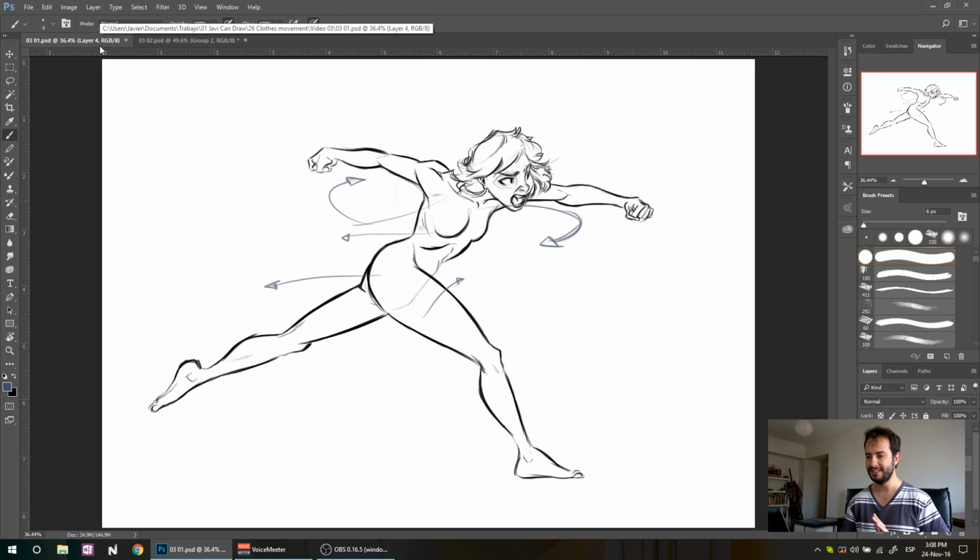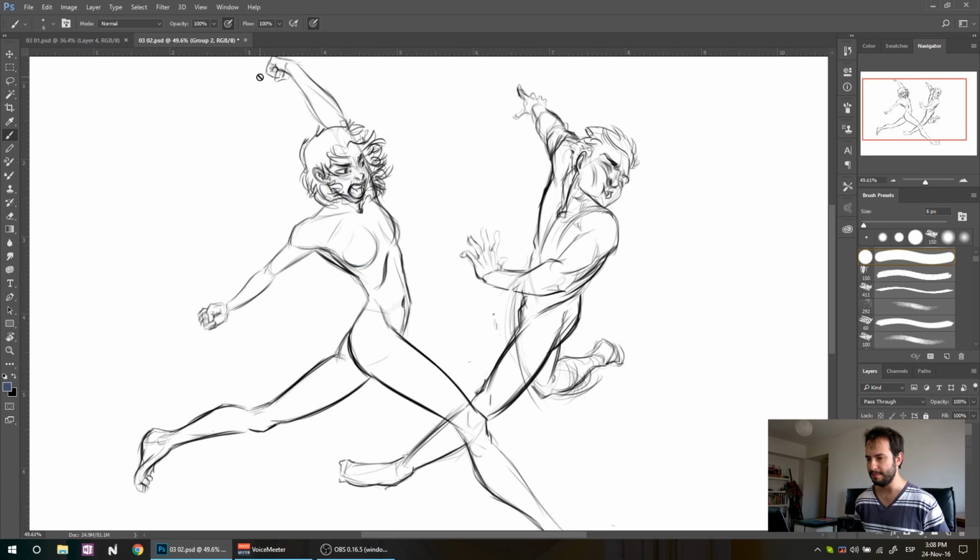Okay, so I have 2 drawings here. This is a very simple one of a girl throwing a punch, but I'm not so confident on the punch. I don't like it. I think that it's lacking a bit of movement, so I don't know if I'm going to work on it today. But I have this one that looks a little bit more fun.